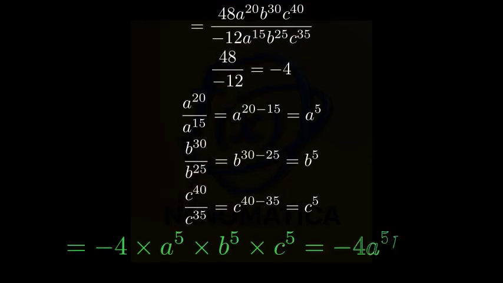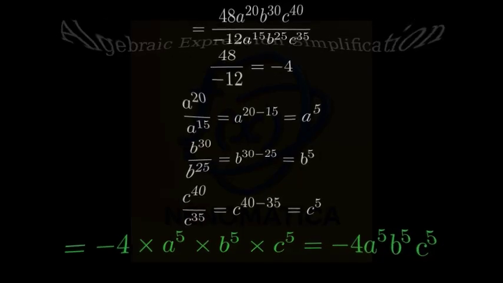Bringing it all together, our final answer is negative 4a to the 5th power b to the 5th power c to the 5th power, which we can also write as negative 4a to the 5th power b to the 5th power c to the 5th power.